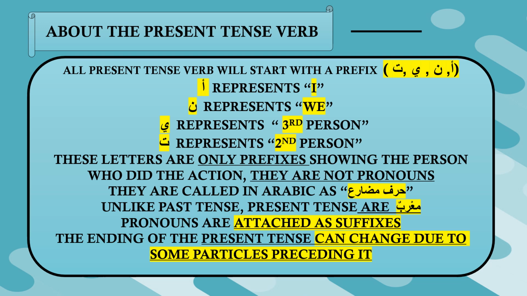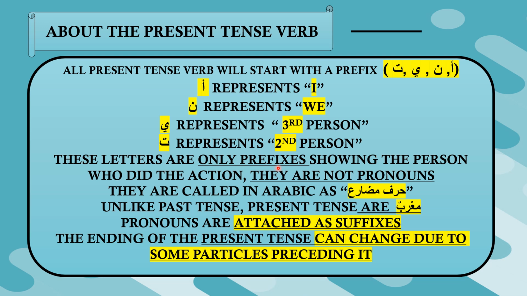Before I proceed further, let's have a quick look at the important points of Fel Mudaare. The first point that I have already completed is that there will be a prefix before a Fel Mudaare, that is the anaitu: hamza, noon, ya, and ta. Hamza represents I, noon represents we, ya represents the third person, and the ta represents the second person. And know that these are only prefixes. Don't confuse them with pronouns.